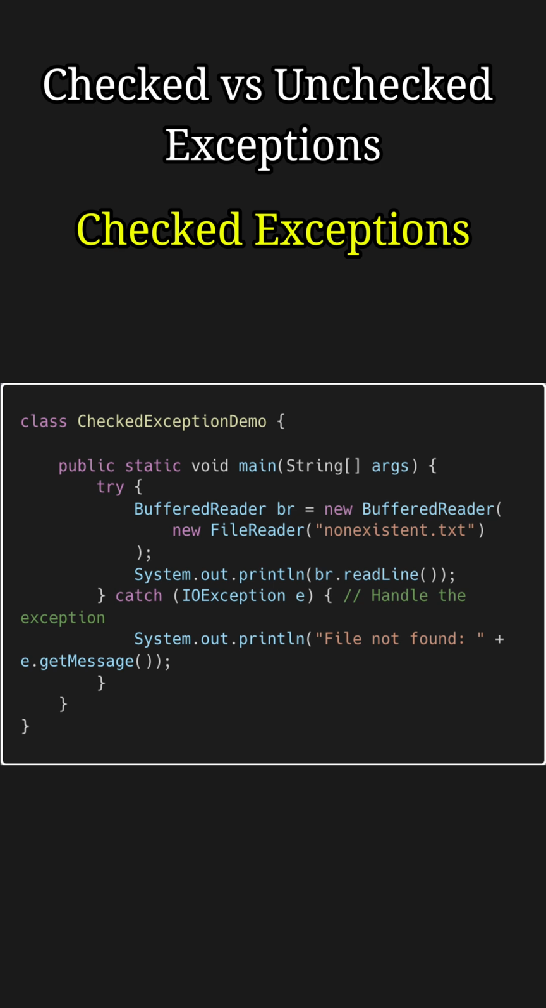Here is a code example of handling a checked exception. In this code, we are trying to open a file which may not exist. Hence, failing to handle the potential IOException causes a compilation error because IOException is a checked one.